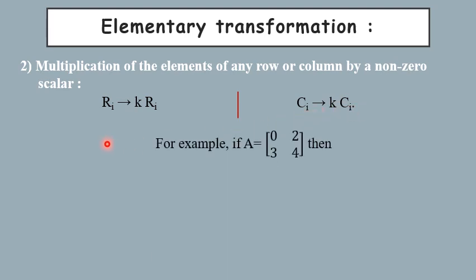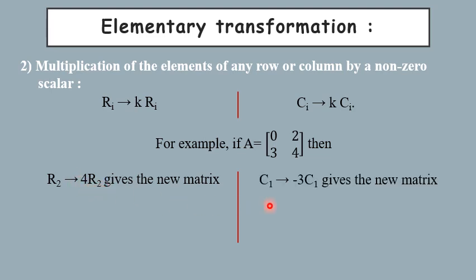For example, here one matrix is given, a square matrix of order 2. This is the first row, this is the second row, this is the first column, this is the second column, and we are going to perform these two operations. R2 changes to 4R2, means we multiply the second row by 4, and C1 changes to minus 3 C1. That means we multiply the first column by minus 3.